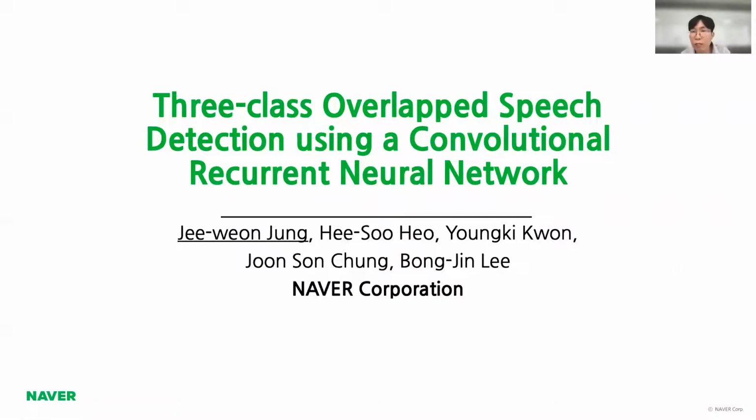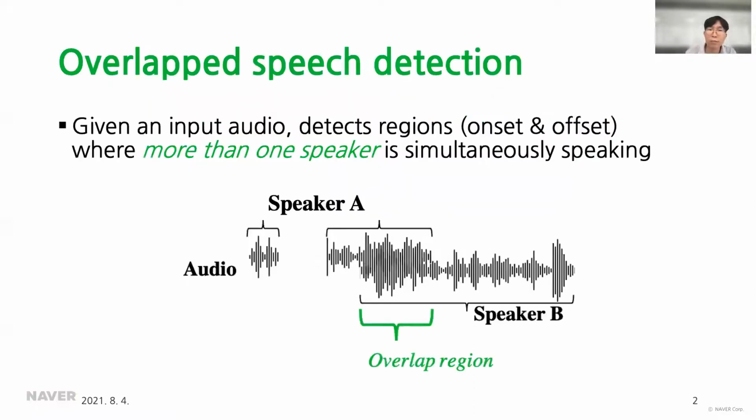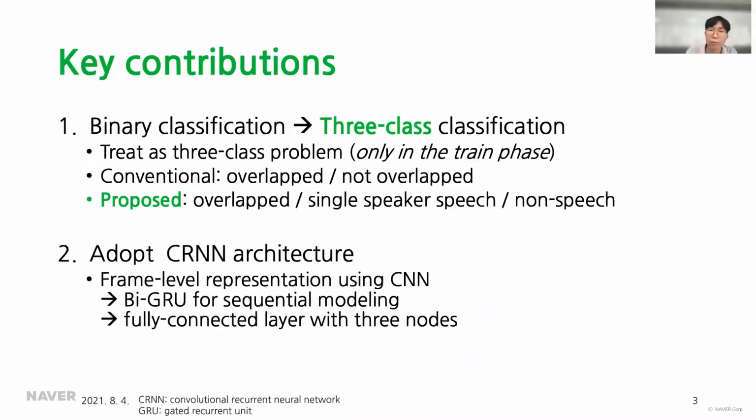Hello, this presentation introduces our three-class overlapped speech detection system. Overlapped speech detection is a task that detects regions, which is basically knowing the starting points and the ending points, where more than one speaker is speaking at the same time. So in the lower illustration, this part is the overlap region. Also, overlapped speech detection system can be used for other applications, including speaker diarization.